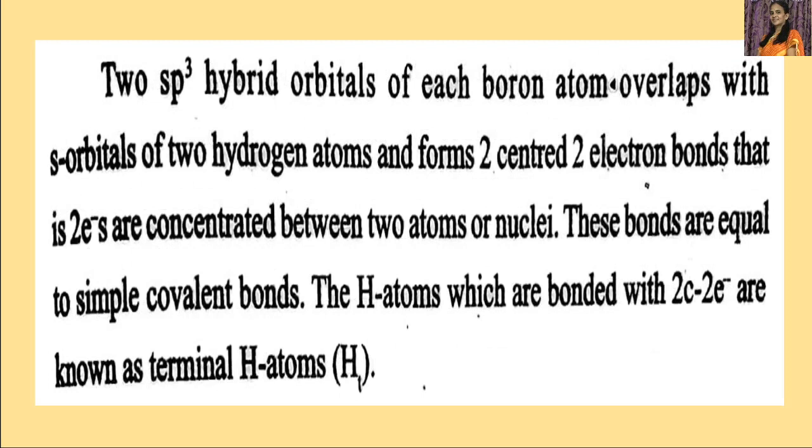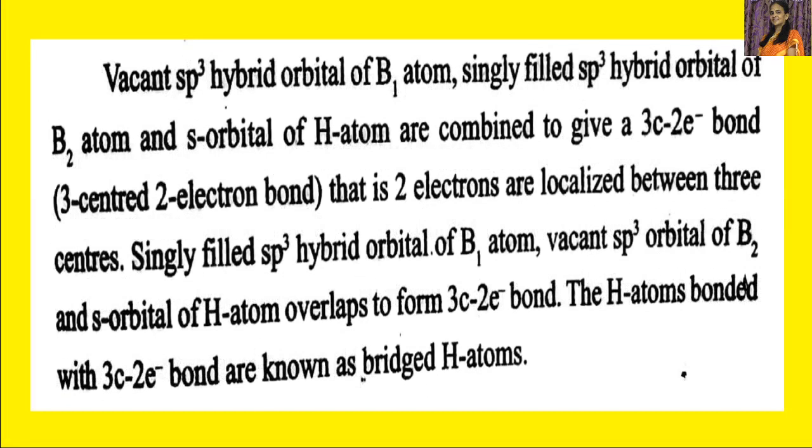Next, two sp3 hybrid orbitals of each boron atom overlap with s orbitals of two hydrogen atoms and form two center two electron bonds. These are the normal, common, simple covalent bonds, and the hydrogen atoms bonded with them are known as terminal hydrogen atoms. Now, the vacant sp3 hybrid orbital of one boron atom, the singly filled sp3 hybrid orbital of the second boron atom, and the s orbital of a hydrogen atom combine to give a three-centered two-electron bond.